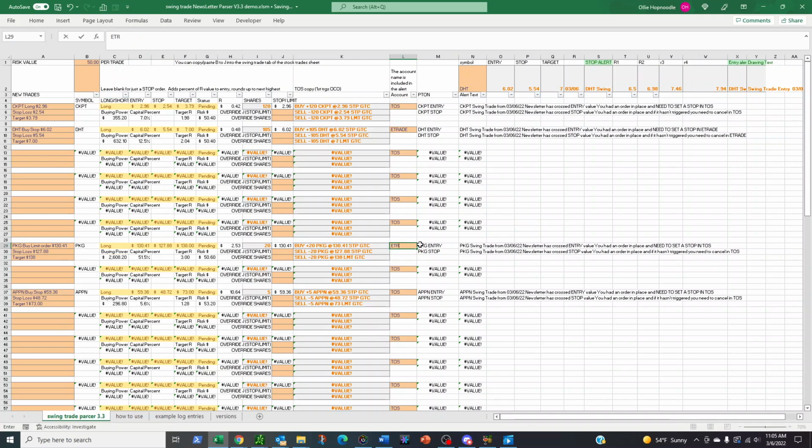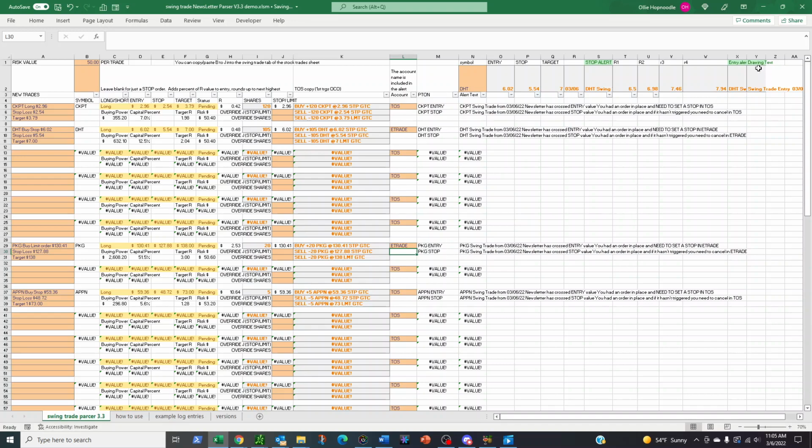And when I get the alert, I'll still put the alerts in Thinkorswim, but it will remind me which account it's in, so I don't have to go searching for it or trying to figure out what it is. It just makes it a little bit handier.